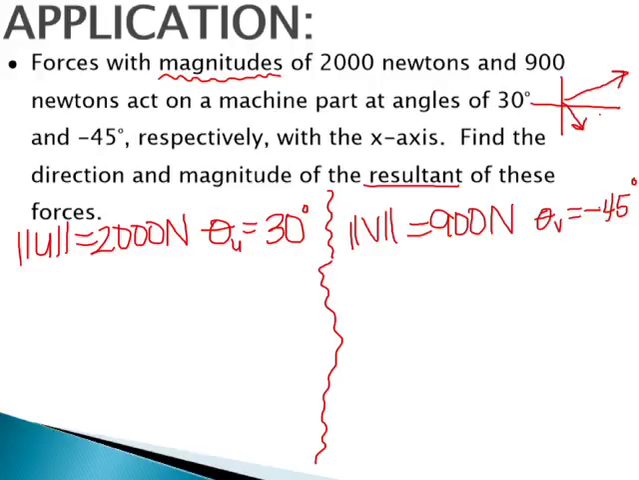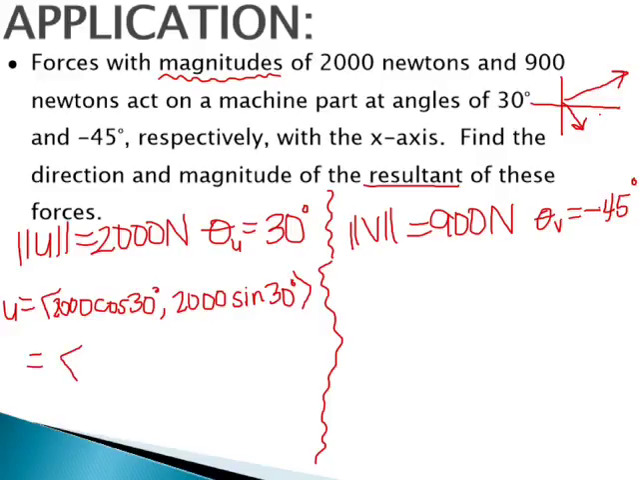All right, so for u, we need to take 2,000 times the cosine of 30 for the horizontal component and 2,000 times the sine of 30 for the vertical component. Now we know that the cosine of 30 is radical 3 over 2. So our horizontal component is radical 3 over 2 times 2,000. So we have 1,000 radical 3. And then we know the sine of 30 is 1/2. So times 2,000, our vertical component is 1,000.